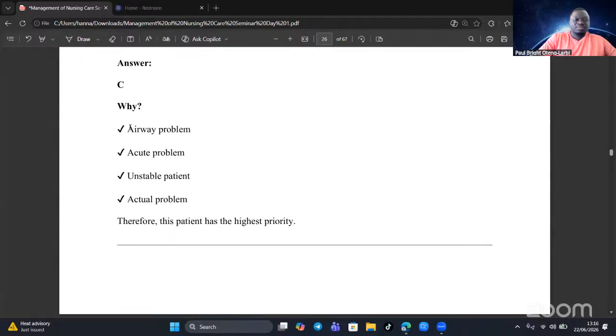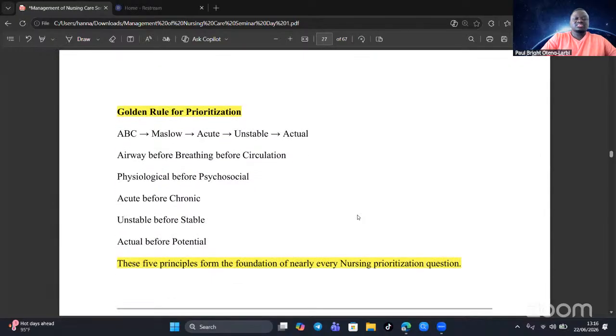So this patient is having an airway problem. He has an acute problem. He's unstable, actual problem. Therefore, the patient has the highest priority. If you get more questions, then you bring it up. The golden rule for prioritization, I've explained to you: ABCD, Maslow, acute, unstable, and actual. I'll give you the slide, okay? Then you go by it.